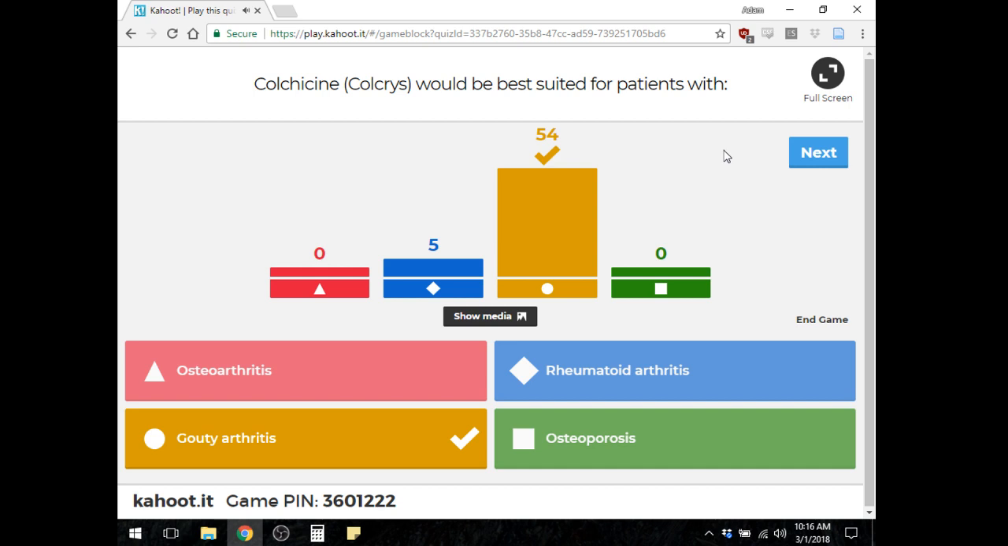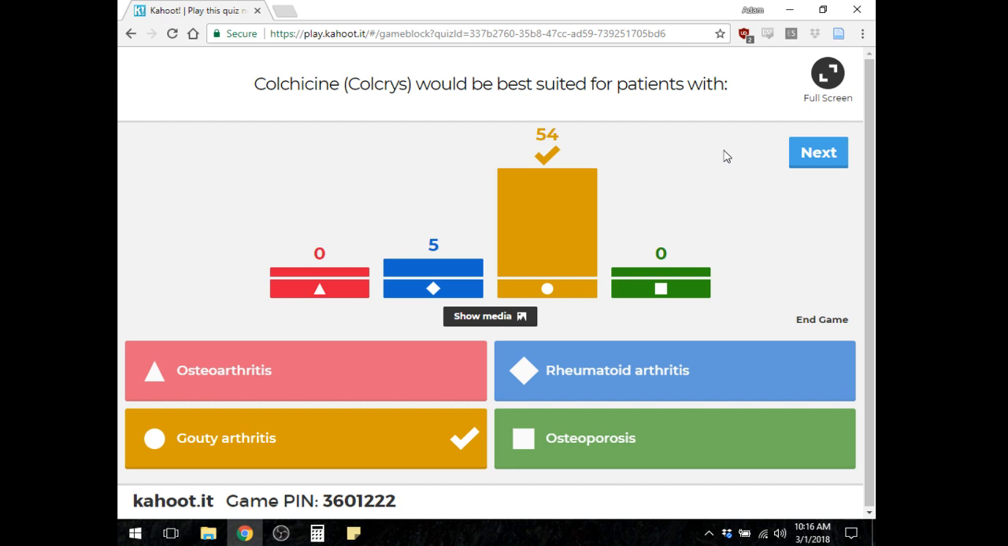So again, remember how colchicine works? How does that drug work? It's an antimitotic drug, right? So it helps to limit a lot of that white cell migration to sites of inflammation, to help mitigate a lot of the inflammation that happens there. So could I use this for, say, prevention of a gouty flare-up? No. We only are going to use this for acute exacerbations, right?